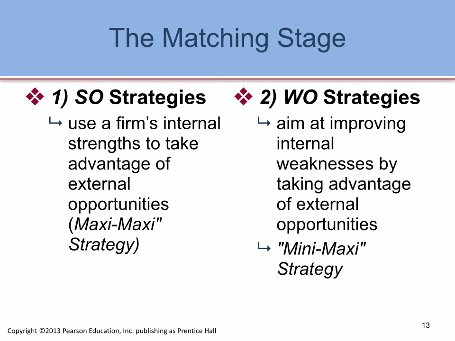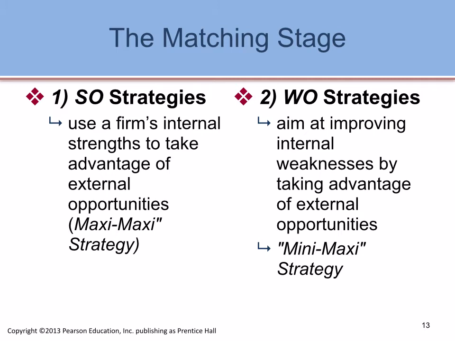So let's start with the SO and WO strategies. What is an SO strategy? It combines the firm's internal strengths with external opportunities. This is also known as a maxi-maxi strategy, and it is the best case scenario that optimizes our objectives. So what do we do in an SO strategy? We use a firm's internal strengths to take advantage of external opportunities.